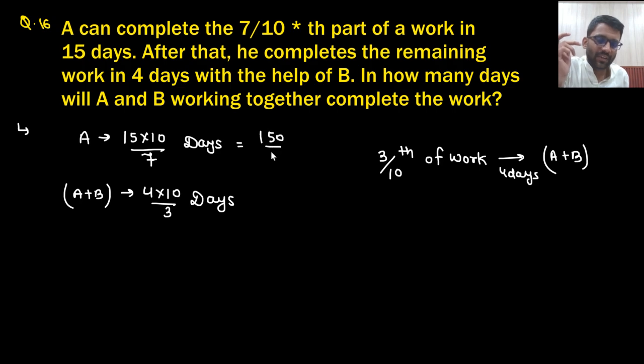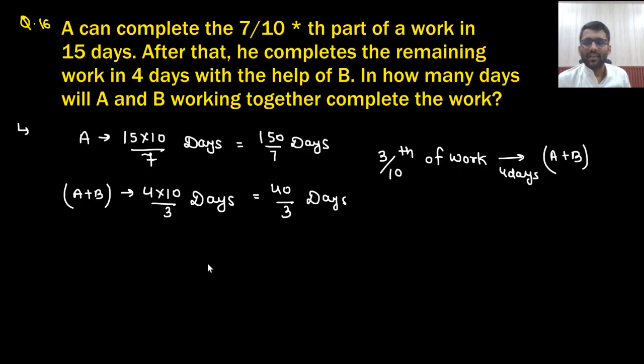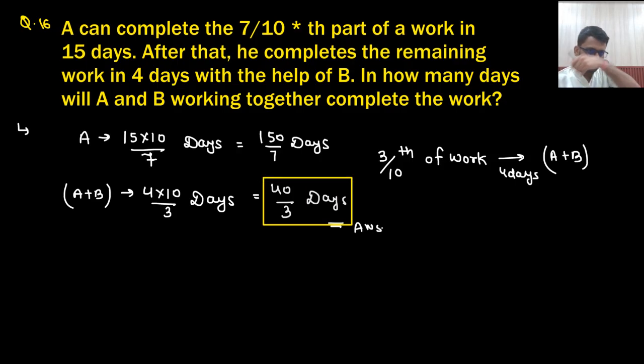This is 150 by 7 days. A alone can do it in 150 by 7 days, and A plus B combined can do it in 40 by 3 days. What they are asking is, in how many days will A and B working together complete the work? That's it, this is the answer. A and B together, the complete work will be done in 40 by 3 days. Very simple question. 3 by 10th of the work is done in 4 days, then the complete work will be done in 40 by 3 days.